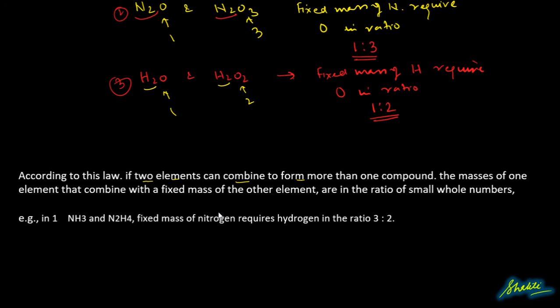The masses of one element that combine with the fixed mass of the other element are in the ratio of small whole numbers, and you have seen the examples already.